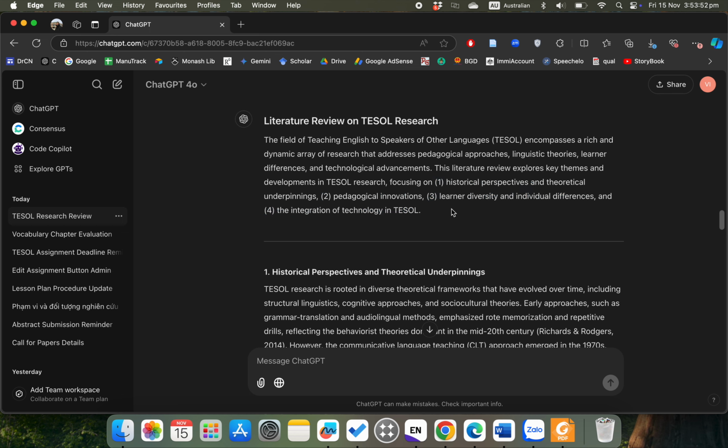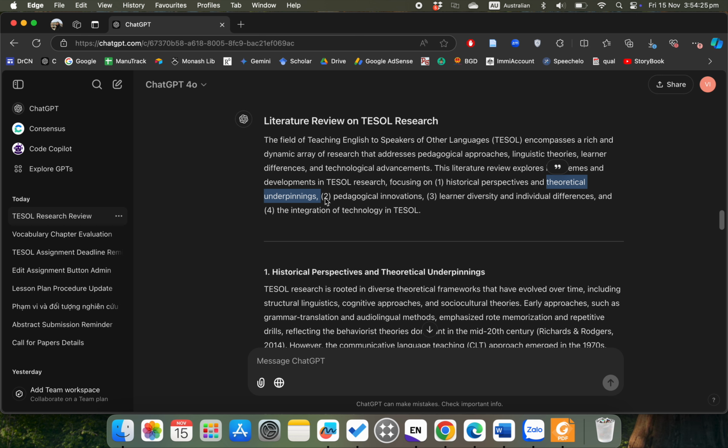For example, when I say the themes in research, it says historical perspective. In research we don't usually talk about historical perspective for a literature review, and the same thing for theoretical underpinning. It's not really a theme. It is the framework. If you conduct a study, you need a framework, and you select the theories or framework depending on your research question. But the AI text is telling us it is a theme.